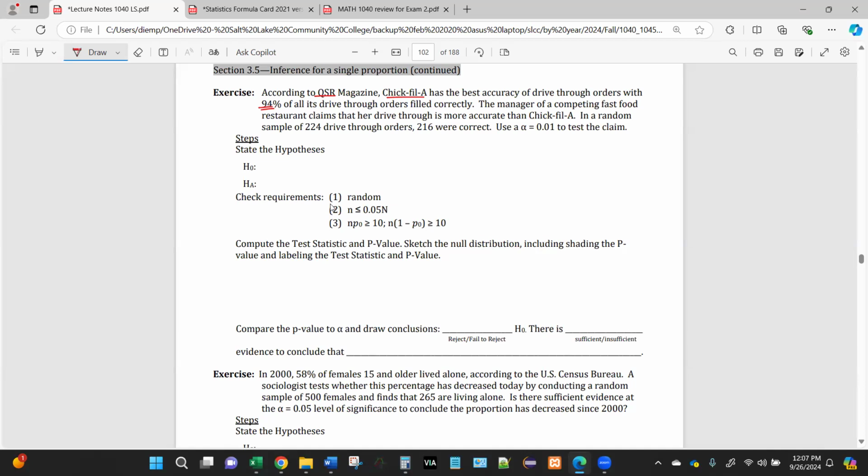Okay. So we have a manager at a competing fast food restaurant, and she's done something with her drive-through, maybe reordered it. Maybe she's using different software, and for whatever reason, it seems to be more accurate than Chick-fil-A. Okay, so what is a hypothesis test that we could do here? And she even did a sample. Okay, so we have a random sample of 224 drive-through orders, 216 were correct.